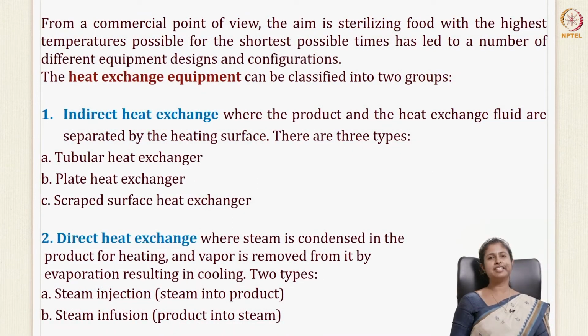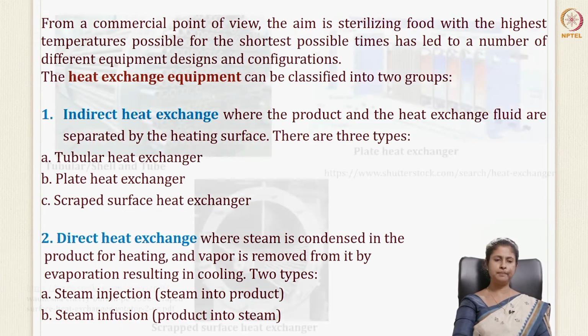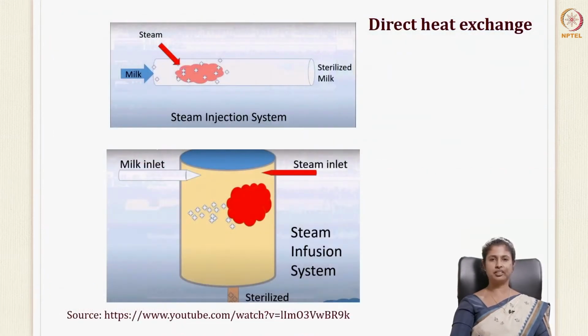The second type of heat exchanger is your direct heat exchanger, where your product will come in contact with your heating medium. So you have the steam injection and the steam infusion. In steam injection, the word injection is you inject the steam into the product. You'll have a chamber, the milk will be in the chamber, the steam is injected into the milk. And the steam heats up the milk at very high temperatures. You can go up to 134 degrees centigrade.